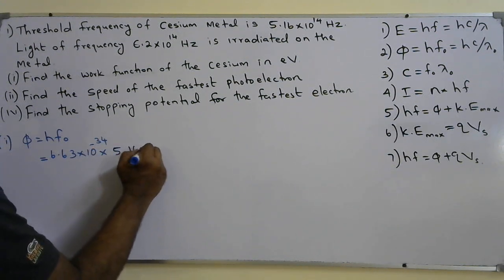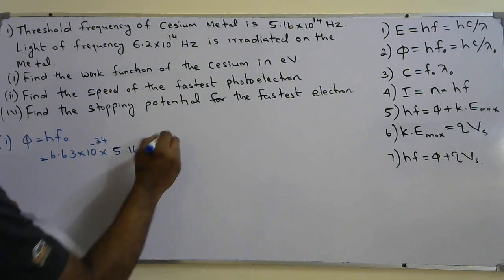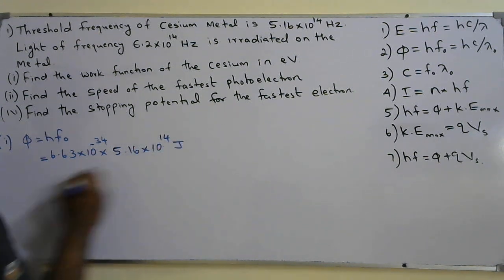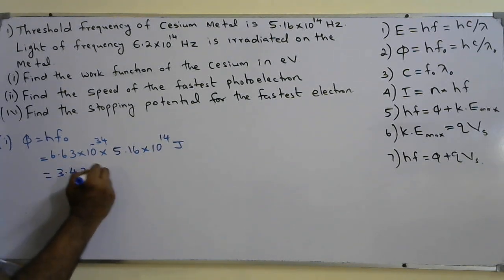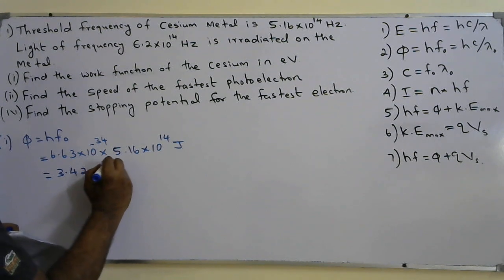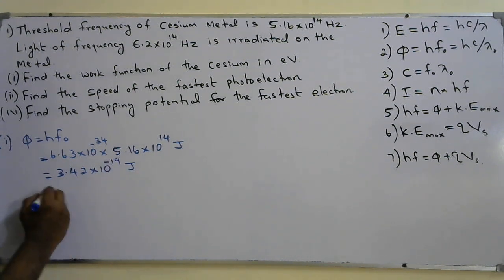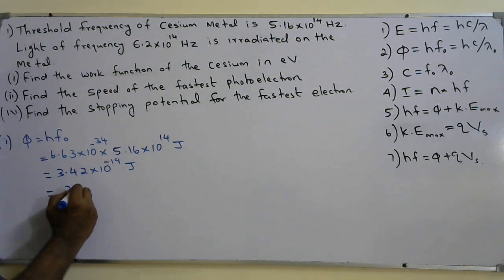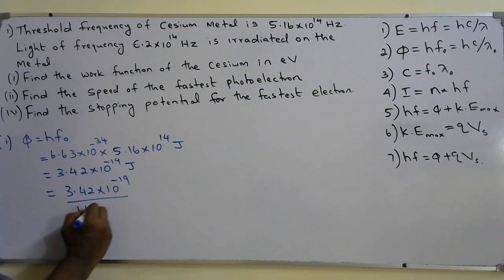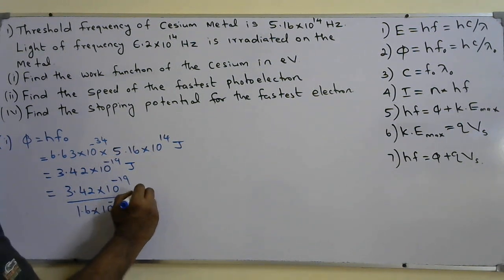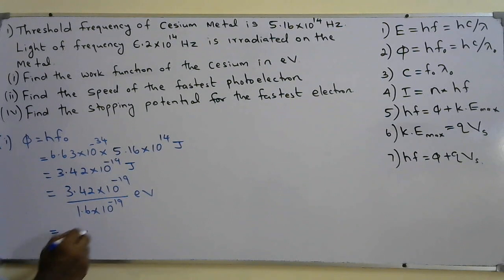5.16 × 10^14, you will get it in joules, which will be equal to 3.42 × 10^-19 joules. But they ask you to find it in electron volt, so divide by 1.6 × 10^-19 to convert to electron volt. When you solve, you will get 2.14 electron volt. Second part, find the speed of the fastest photoelectron.